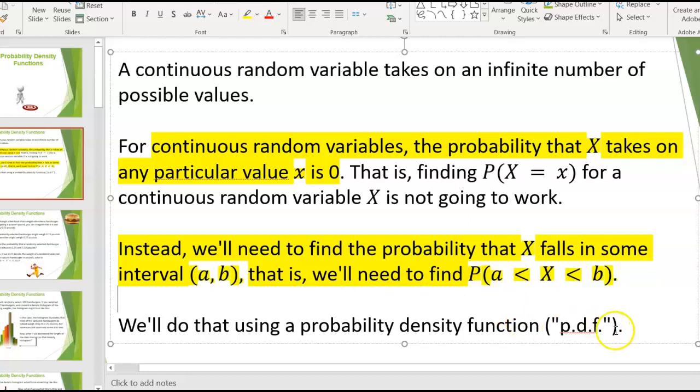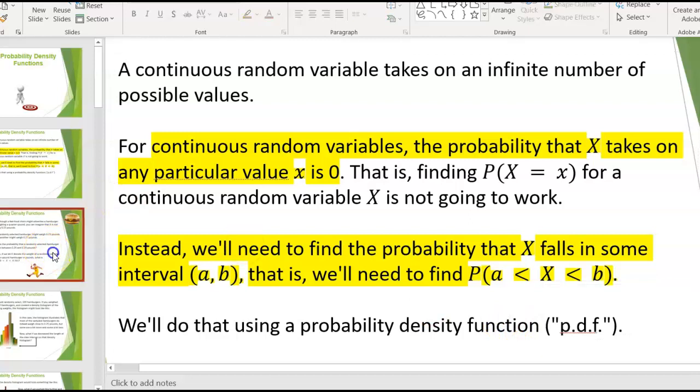So, PDF, we're not talking about a document type. PDF stands for probability density function, and that is what we're going to be using for continuous random variables.